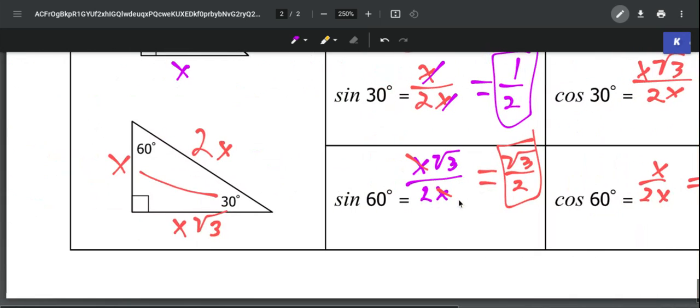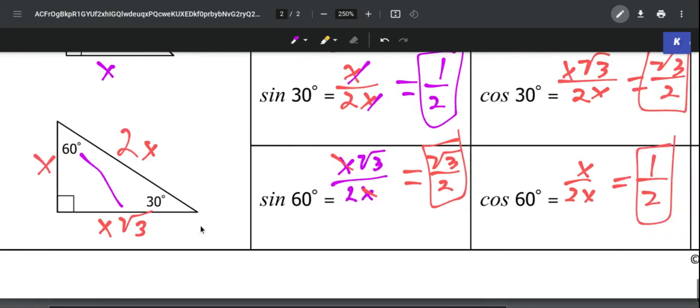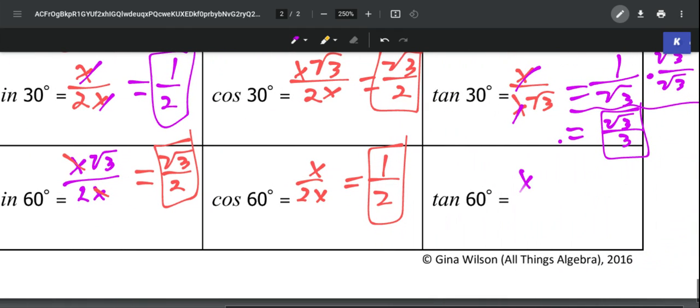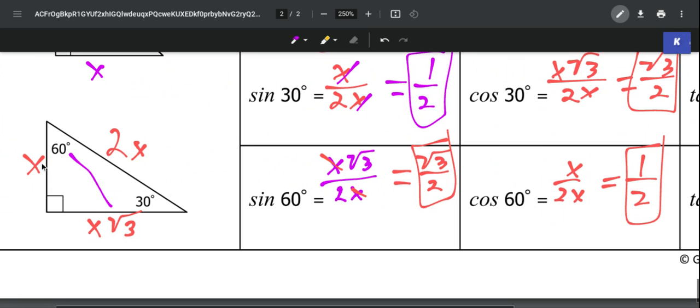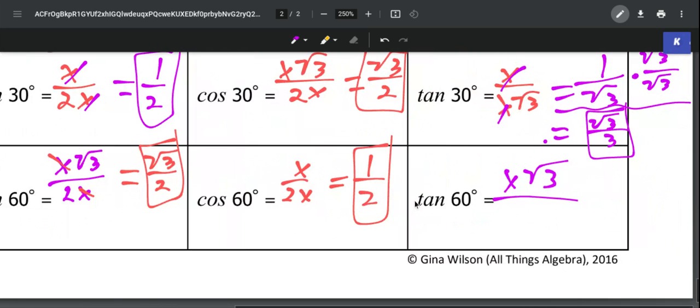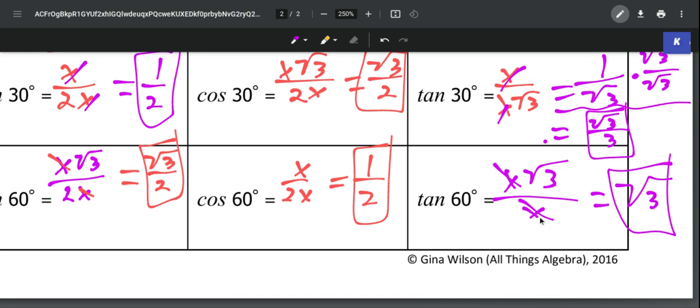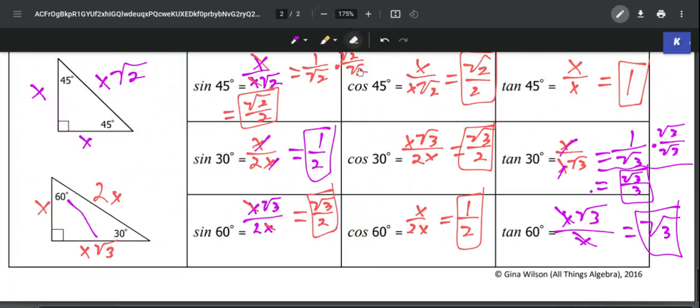And then tangent of 60 degrees is the same thing, except they flip-flop. So now the opposite of our 60-degree angle is x radical 3. So we'll say x radical 3 over our adjacent to 60 degrees, which is x. So now our x's just cancel out, and we're left with square root of 3. So anytime you see tangent 60 degrees, it is square root of 3.